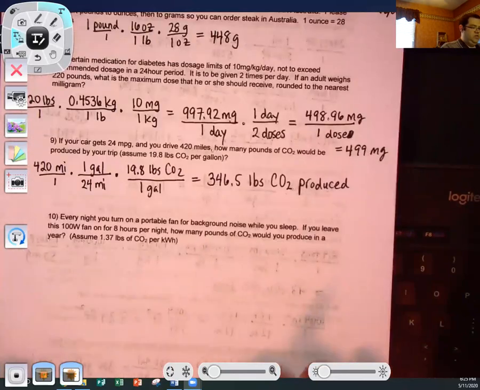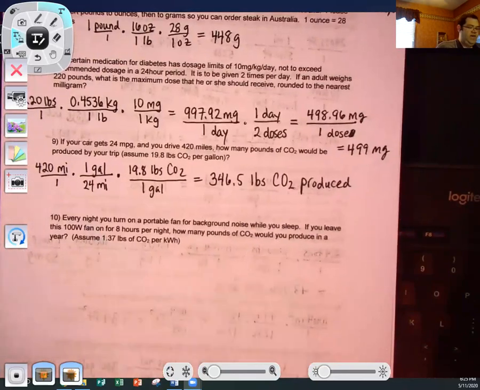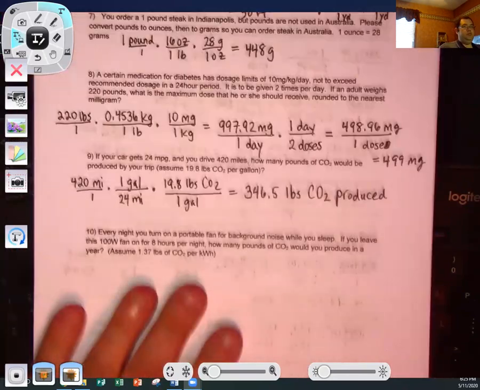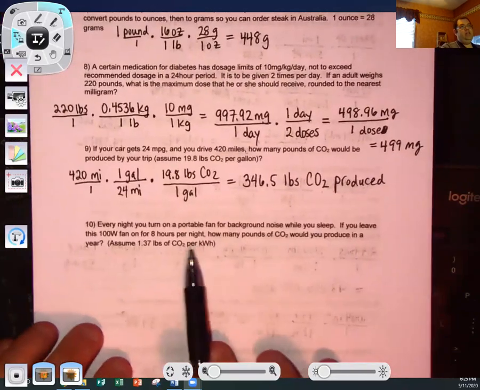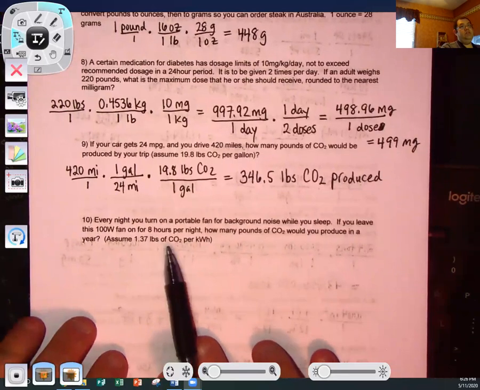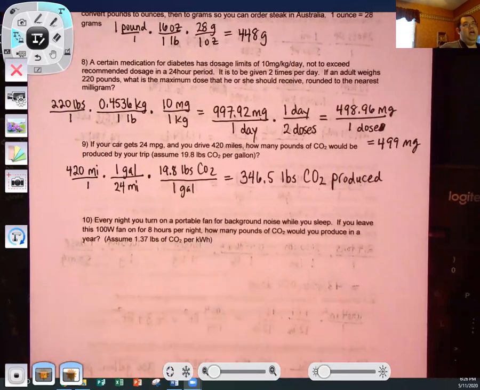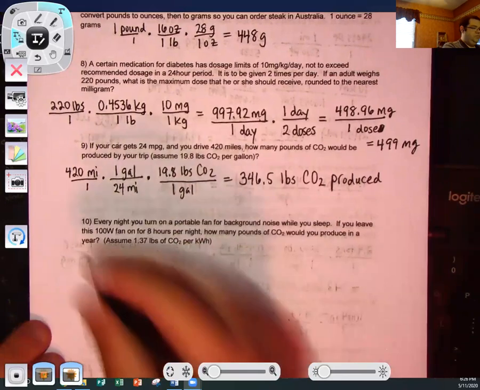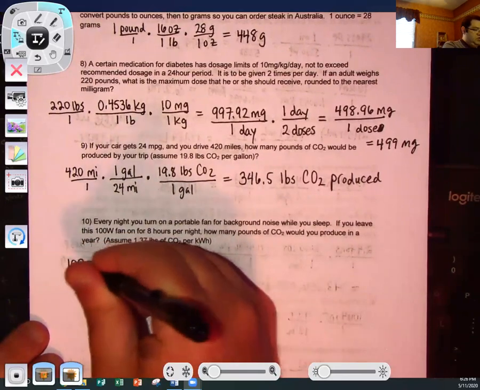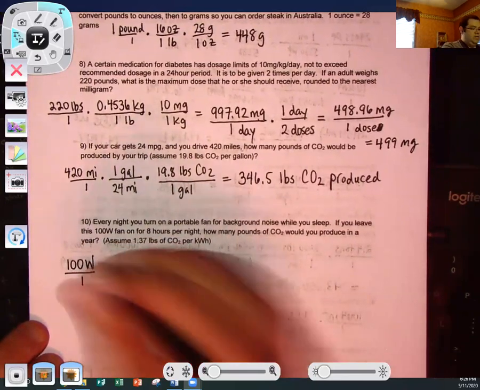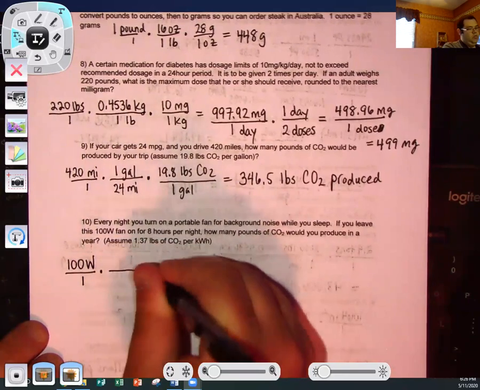Okay. So number 10, every night you turn on a portable fan for background noise while you sleep. If you leave this 100-watt fan on for 8 hours per night, how many pounds of CO2 will you produce in a year? And that's assuming that there's 1.37 pounds of CO2 per kilowatt hour. Okay. So the first thing we have to do is we have to take this 100 watts and we have to convert it to kilowatts.